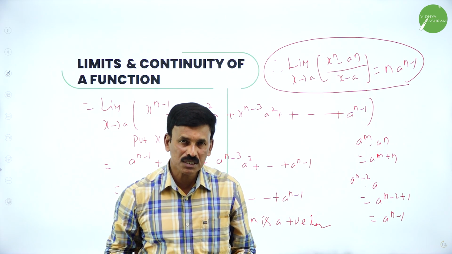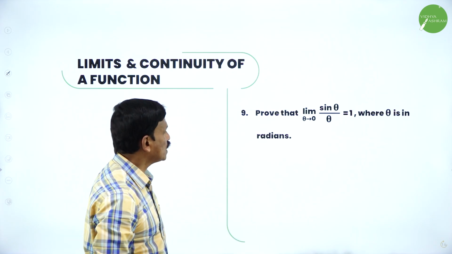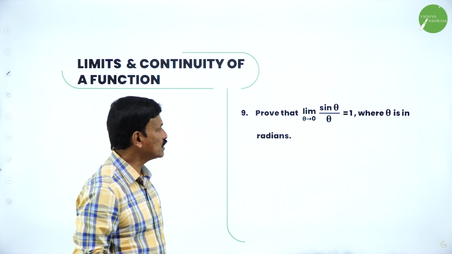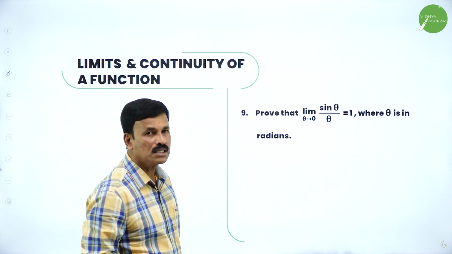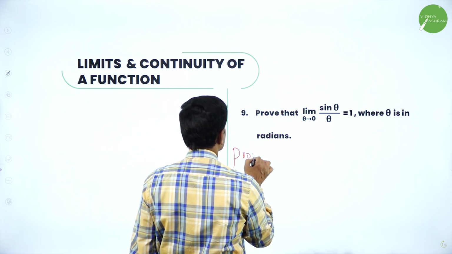Now, move on to the next problem. This is also a very important theorem. Prove that limit theta tends to 0 of sin theta by theta is equal to 1, where theta is in radians. That is the sandwich theorem. Now, let us write the proof for this.